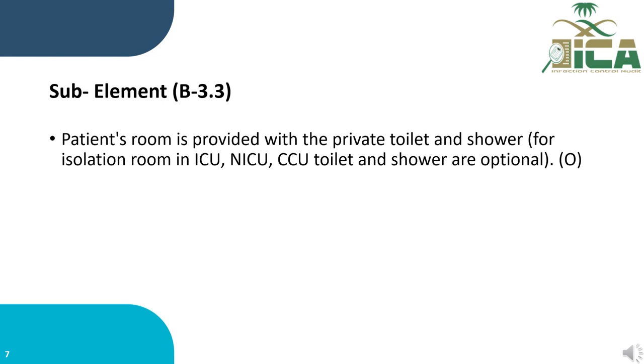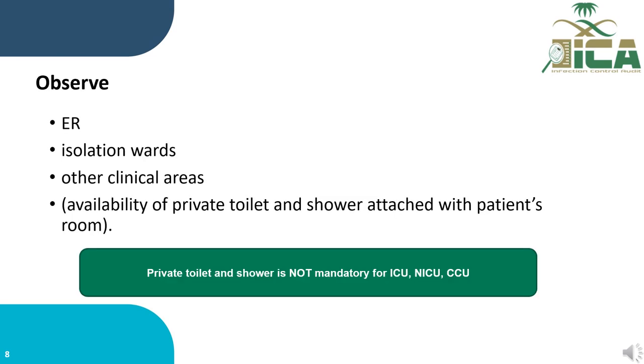Sub-element B3.3: patient room is provided with a private toilet and shower. For isolation rooms in ICU or CCU, toilet and shower are optional. For this, we need observation so we can audit and evaluate this sub-element. During your visit to the ER, isolation ward, and other clinical areas, you need to check the availability of the private toilet and shower, and it should be attached to the patient room. It is not accepted that the toilet and shower are shared with other patients. Each patient room should have one toilet and shower attached to the patient room.